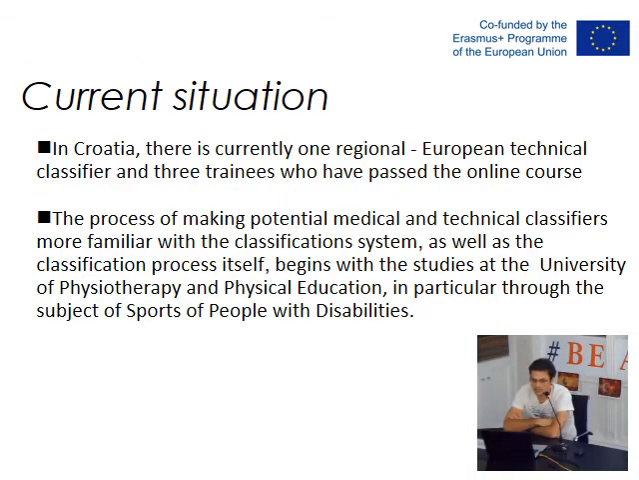Current situation in Croatia. In Croatia, there is currently one regional European technical classifier and 3 trainees who have passed the online course. The process of making potential medical and technical classifiers more familiar with the classification system, as well as the classification process itself, begins with the studies at the University, in particular through the subject of sport of people with disability.